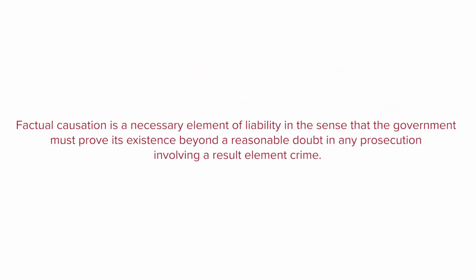In all but the most exceptional cases, factual causation requires proof that the harmful result prohibited by a criminal offense would not have occurred when it did, but for the defendant's voluntary act. Factual causation is a necessary element of liability in the sense that the government has to prove its existence beyond a reasonable doubt in any prosecution involving a result element crime. And yet, while factual causation is a necessary ingredient of liability, it's not sufficient.